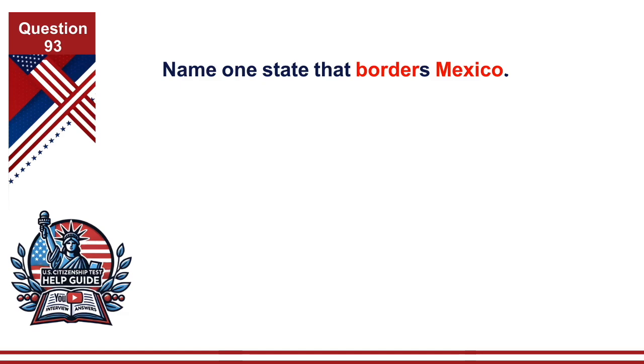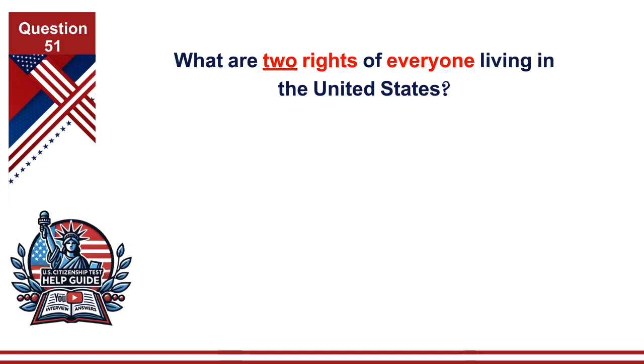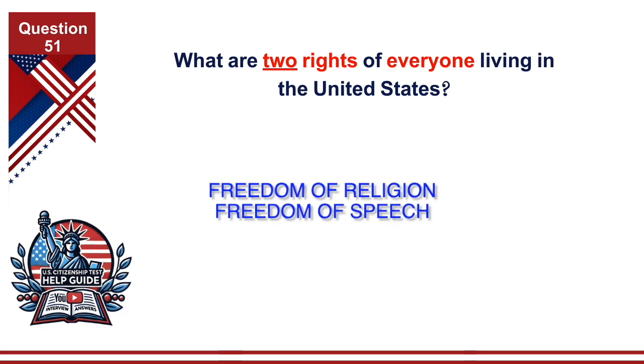Name one state that borders Mexico. California. What are 2 rights of everyone living in the United States? Freedom of religion. Freedom of speech.